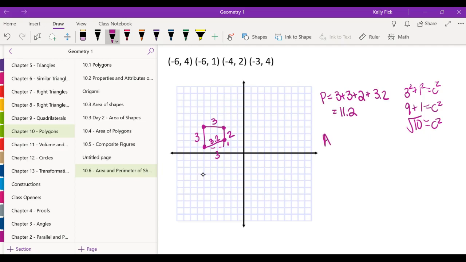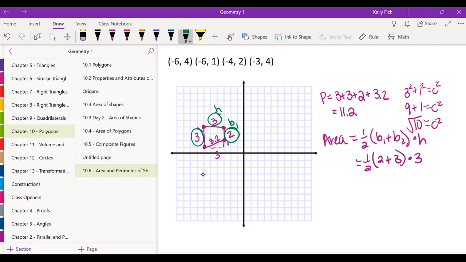Then we need to find our area. The area formula for a trapezoid is 1/2 times B1 plus B2 times H, which is 1/2 times 2 plus 3 times 3. Okay, so where I'm getting these numbers, this would be my B1 and my B2. This is my H. So when I solve that, I get 1/2 times 5 times 3, which plugging that in would get you 7.5.